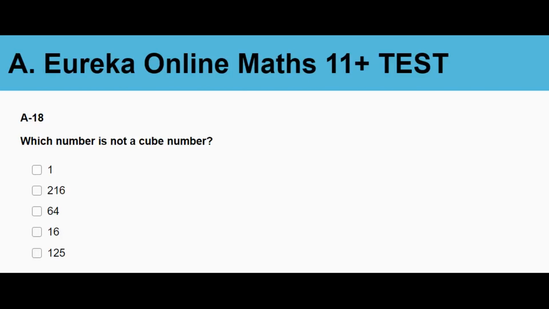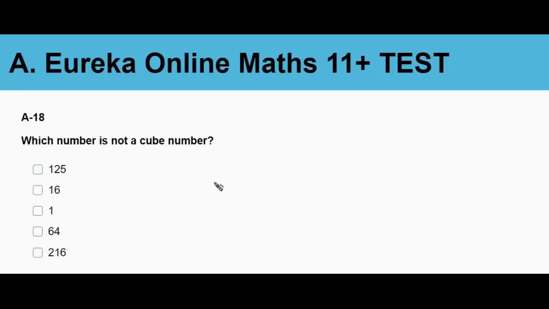Which number is not a cube number? You need to find the cube numbers. What is a cube number? For example, 1 cubed is 1. 2 cubed is 2 times 2 times 2, which makes 8. What about 3 cubed? 3 times 3 times 3, which is 27. So this is a cube number. You understand how to find a cube number, right?